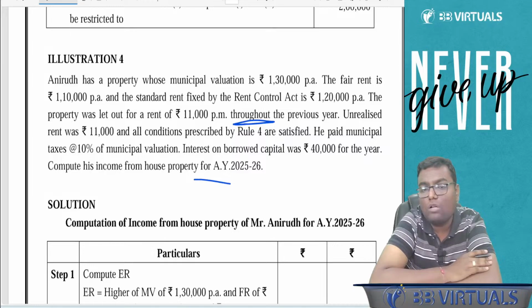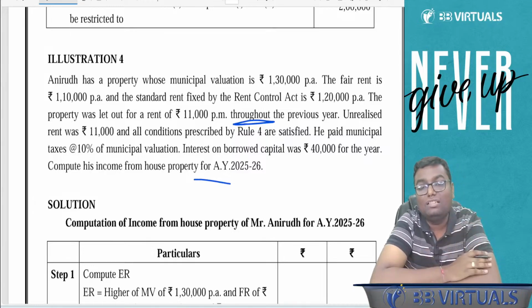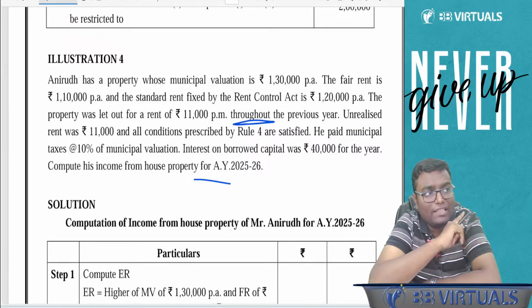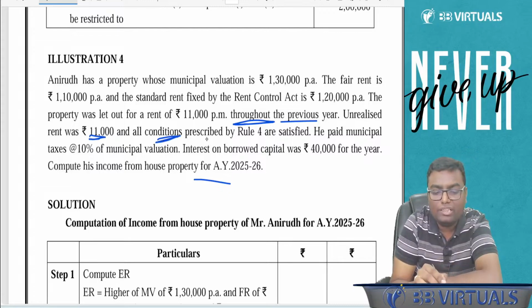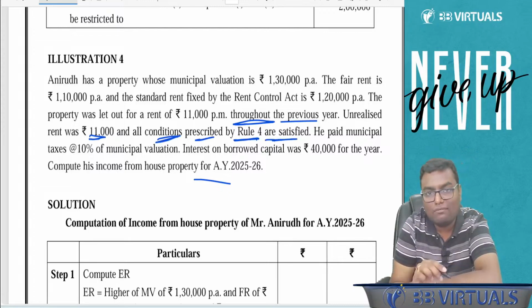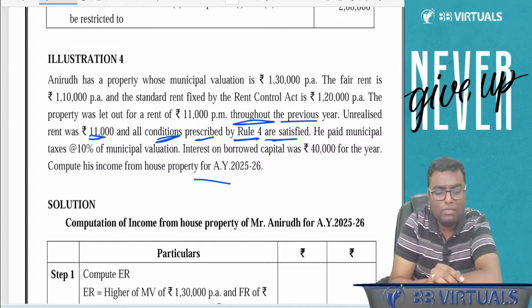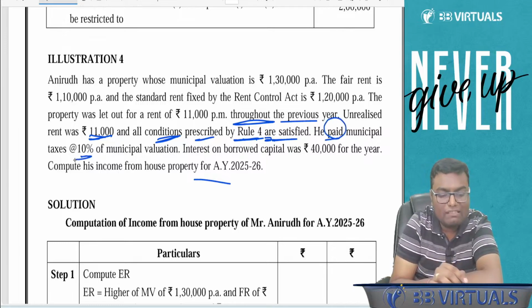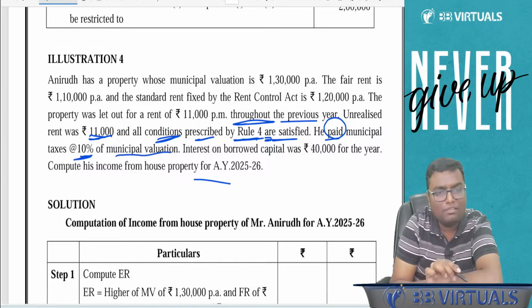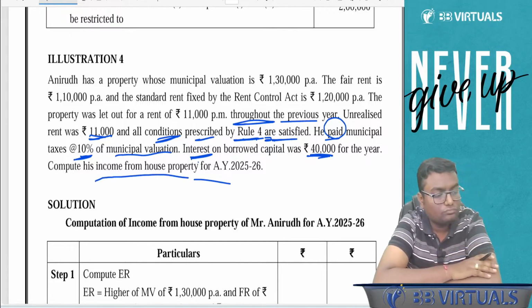What is the meaning of this, throughout the previous year? There is no loss due to vacancy. The tenant was there in your property for the entire year. Unrealized rent was 11,000 and all the conditions prescribed by Rule 4 are satisfied. So, okay, 1 month rent could not be realized and all the conditions are also fulfilled. He paid municipal taxes, which is 10%, obviously, of municipal value. Interest on borrowed capital is 40,000. Compute income from house property.